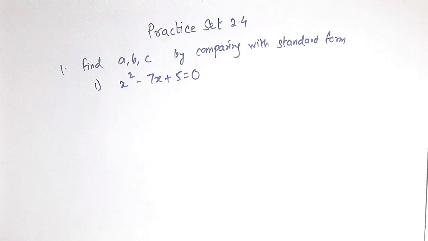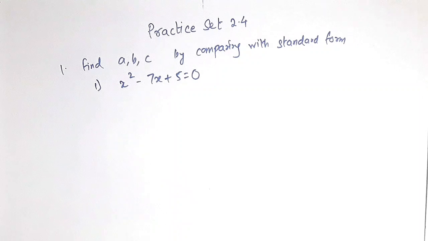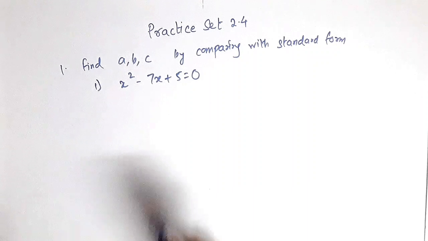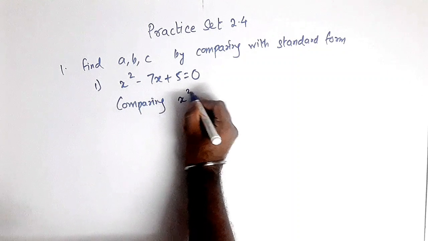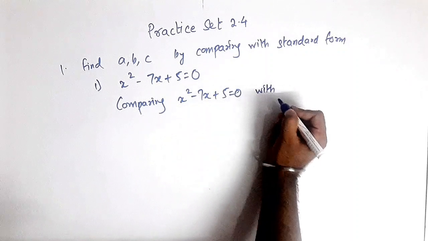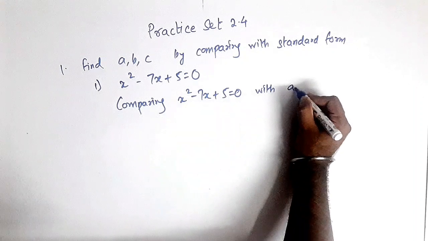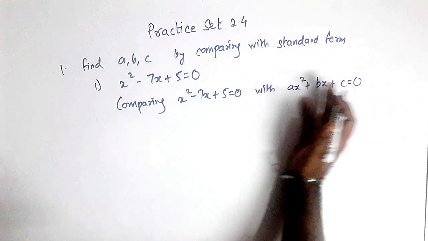Starting today, practice 2.4, algebra, standard 10th, and it is very easy. They have given us this quadratic equation to compare with the standard form. Now what is the standard form? I'll just write here, comparing x square minus 7x plus 5 equals 0 with the standard form, ax square plus bx plus c equals 0.